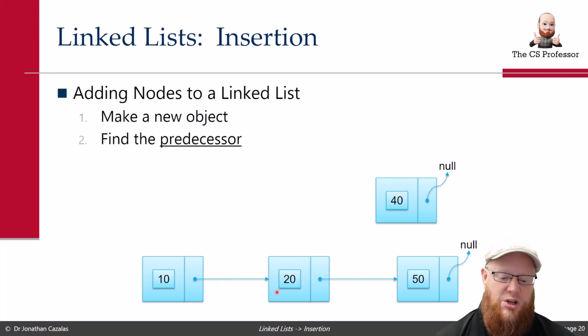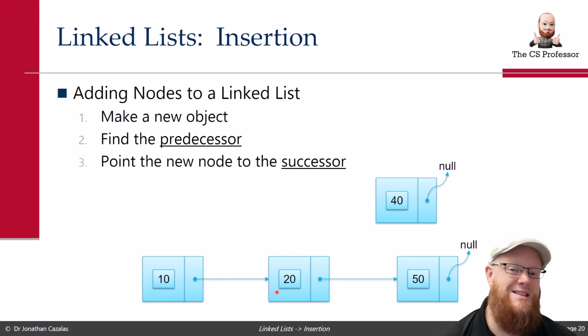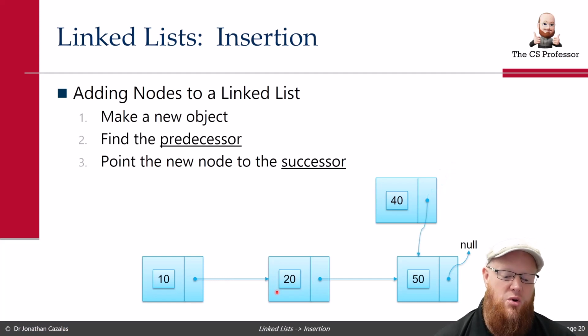Find the predecessor. Well, who is the predecessor of 40? It's the node that will come immediately before 40 once 40 is inserted. So 20 is the predecessor. We'll do a little dance with 20 so we can get a little visual. There's your predecessor. Point the new node to the successor. So we're going to make the new node point over to that successor node, which is 50.